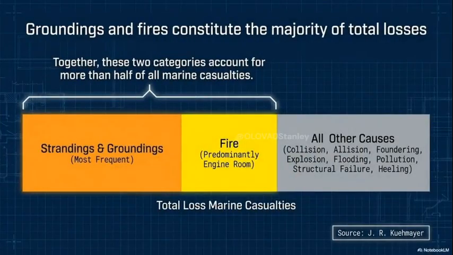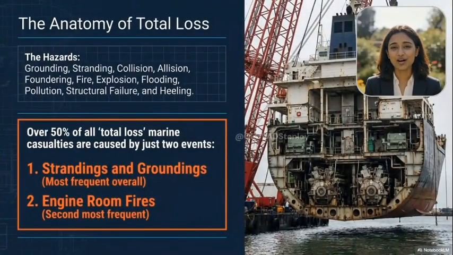Total losses in the maritime sector are primarily driven by specific categories. Groundings and fires together account for more than half of all reported marine casualties. When we analyze these total losses, the hazards range from collisions to structural failure. However, strandings, groundings, and engine room fires stand out as the most frequent causes.